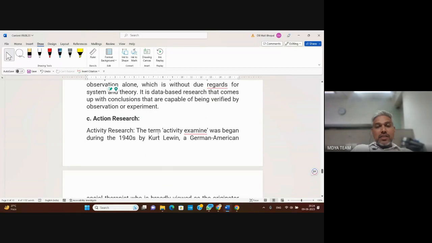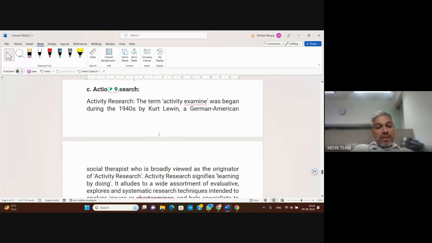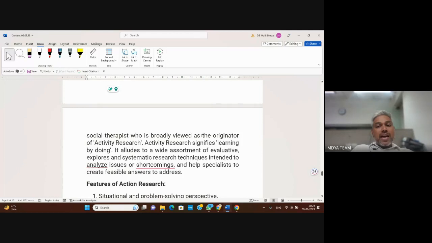The term action research began during the 1940s with Kurt Lewin, a German American social psychologist who is broadly viewed as the originator of action research. Action research signifies learning by doing. In many workshops for students, for corporate organizations, such kind of activity for human behavior and so many things, this action research is used. Action research signifies learning by doing. It alludes to a wide assortment of evaluation, exploratory and systematic research techniques intended to analyze issues or shortcomings and help a practitioner or researcher to create a feasible answer to address them.